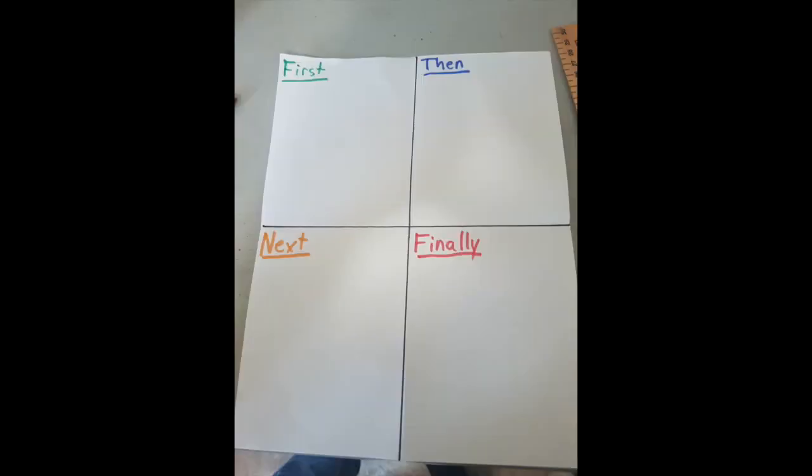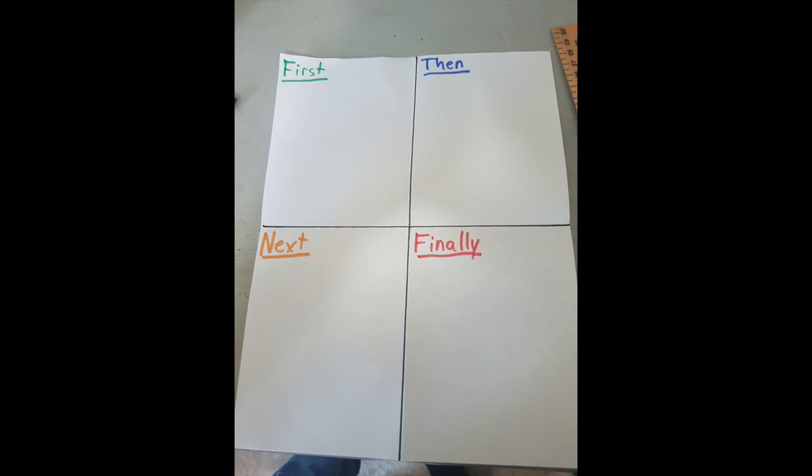The next thing we're going to do is make a chart to help us organize the steps. So you're going to divide a piece of paper into 4 parts, and you're going to label those parts first, then, next, and finally. We're going to start in the section we labeled first because that's where we're going to write the very first thing that we have to do to tie our shoelaces once we have everything we need.